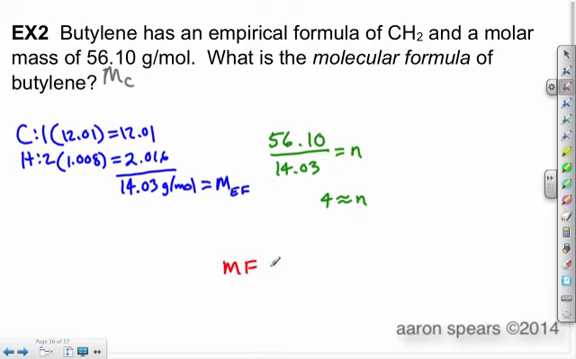In our last step, we're going to take our empirical formula and we're going to multiply it by 4. And when one carbon and 2 hydrogens are multiplied by 4, I get as a molecular formula for butylene C4H8.